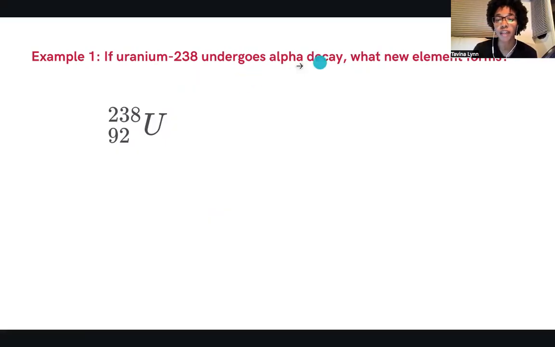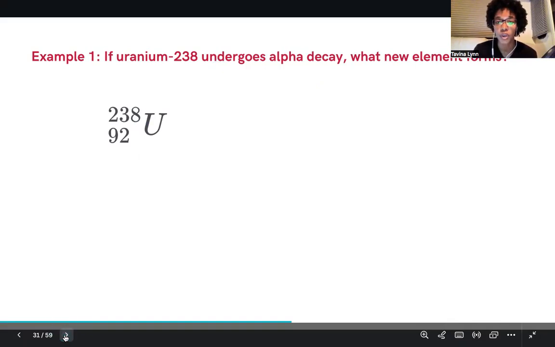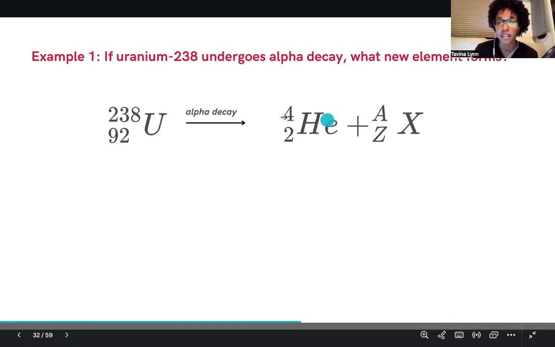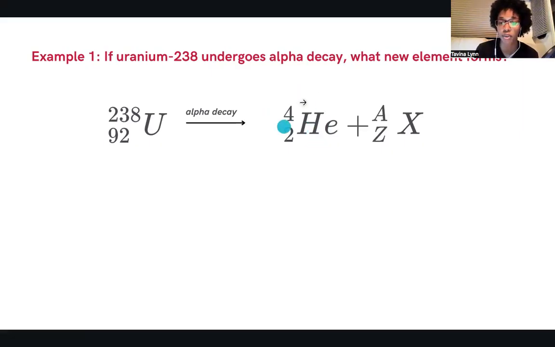It undergoes alpha decay, so remember that slide before with the nuclear particles? These are the particles that we'll see in a nuclear reaction. So alpha decay involves an alpha particle, which is helium. So this is our alpha particle.